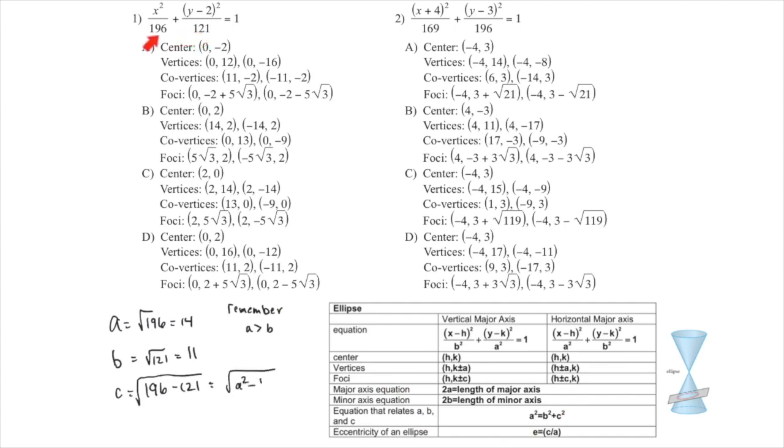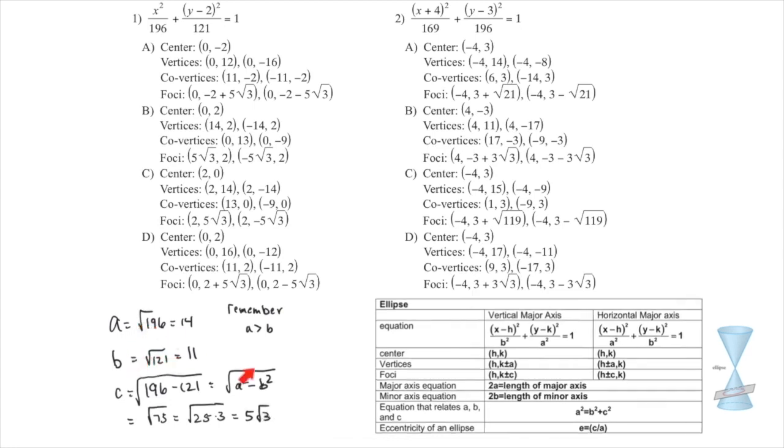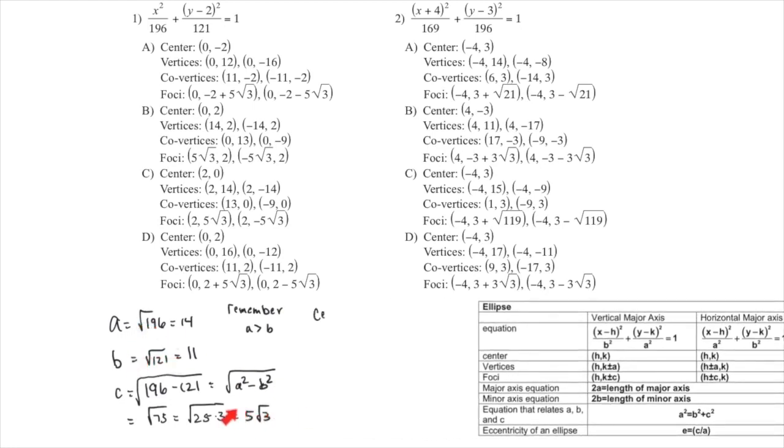Since A is bigger and it's under X, we're going to be using the horizontal major axis, right? So A is always the larger value. Always remember this. If I go down, I can just take the square root of those values. I can get A is 14, B is 11. Then, of course, I can use A squared minus B squared equals C squared. That is a little different format, so don't let that confuse you with what I'm using here. I've got it equal to C squared. So once you find these things, it's a matter of just plugging them all in.